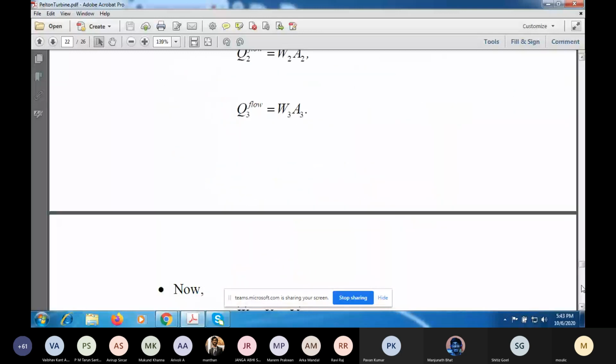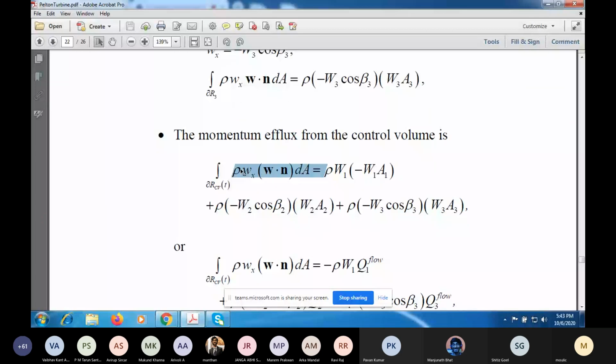So come over here and let me write down this. From section 1, you have rho W1 into minus W1A1, because this was the inlet. And from the other two, it was outlet. So W2 plus W2A2 here plus W3A3. But the velocity x component is negative, so you have minus W2 cos beta 2 and minus W3 cos beta 3.